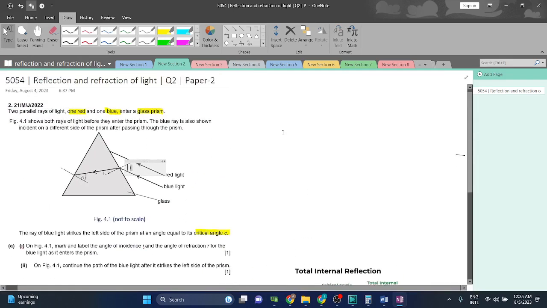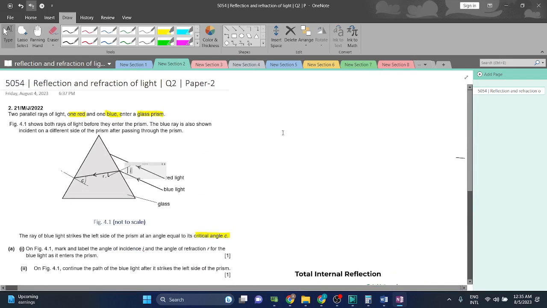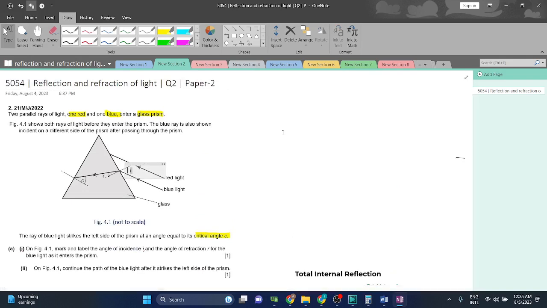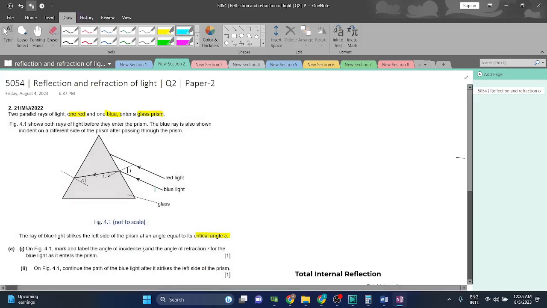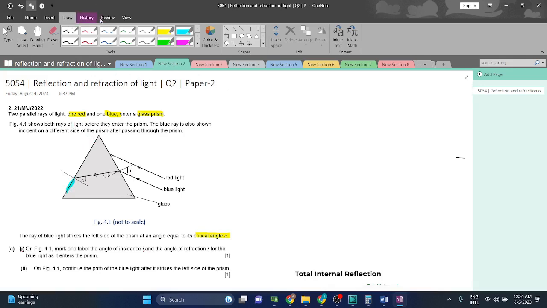आगे on figure 4.1, continue the path of the blue light after it strikes the left side of the prism. अच्छा, आपने अब देखा होगा एक पैटर्न. अब मैं आपको दिखाता हूँ. जब ब्लू लाइट इधर से इधर जा रही है, it moves closer to the normal, but when it's exiting the prism it is gonna move away from the normal. ठीक है ना? और जब एक टाइम ऐसा आएगा that it will completely move away from the normal, which is gonna be at a 90 degree angle. ठीक है ना? 90 degree angle पे it will move away from the normal. So that is gonna be the critical angle.